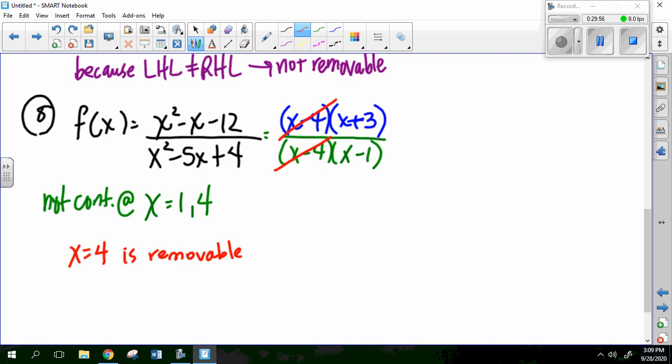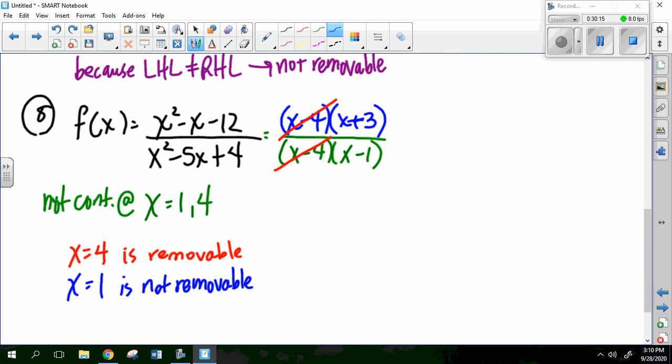But x minus 1 did not cross out this time, so you need to say something to the effect of x equals 1 is not removable. And if even one part of it is not removable, there's no way to fix it, to redefine it and fix it.